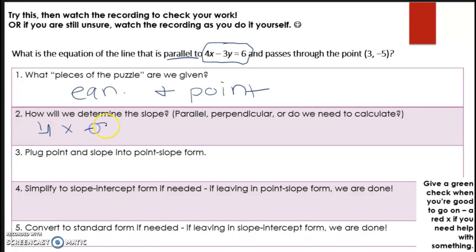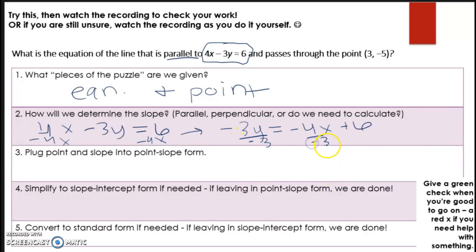4x minus 3y equals 6. We're going to subtract the 4x on both sides. This will give us negative 3y equals negative 4x plus 6. We'll divide by negative 3. We're going to cross this off because those cancel out. We end up with y equals negative 4 over negative 3, so we can just write it as 4/3 x. 6 divided by negative 3 is negative 2, so we'll just say minus 2.